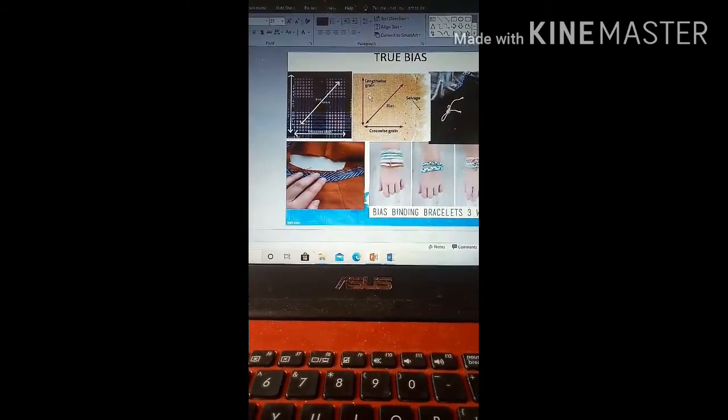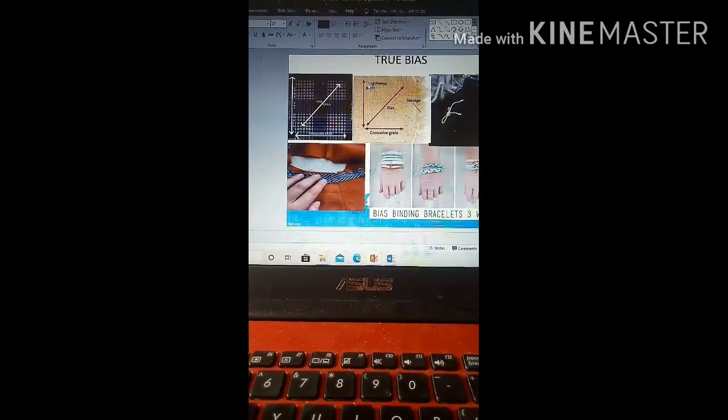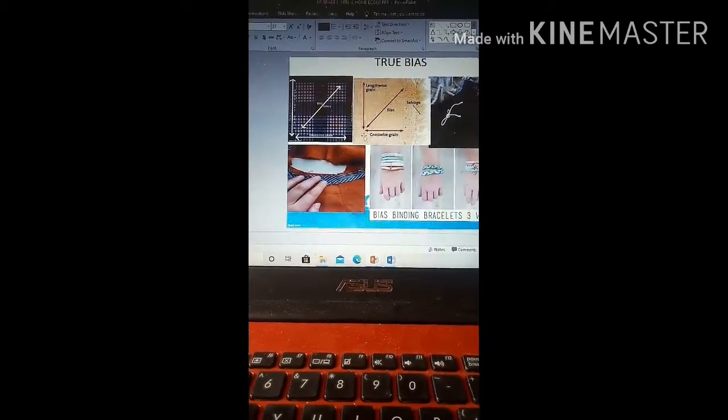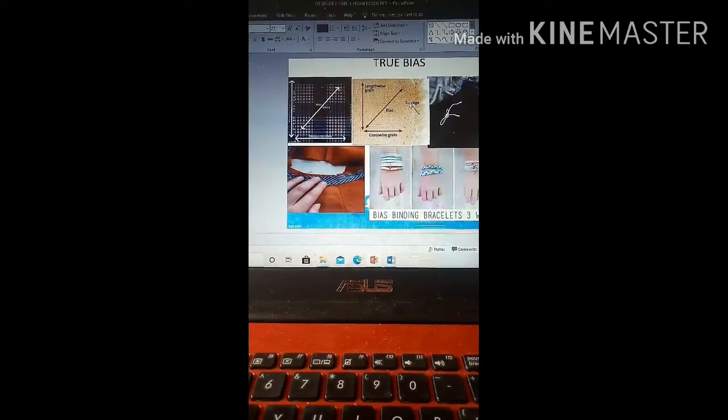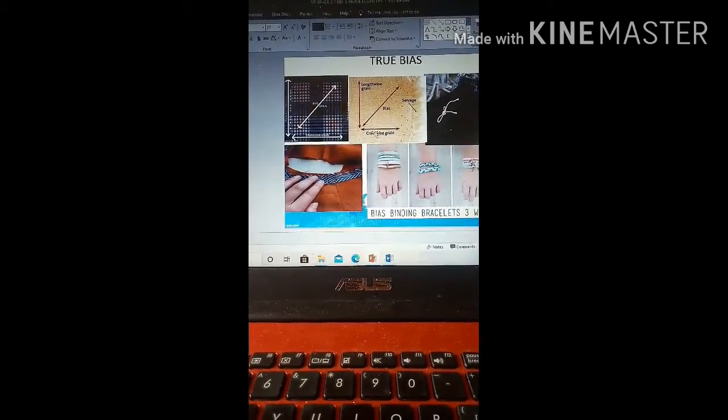So this is the lengthwise grain. This is how the bias normally goes. Then the selvage will be here. Then the crosswise grain will be here.